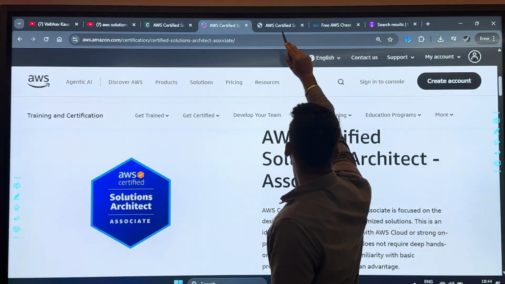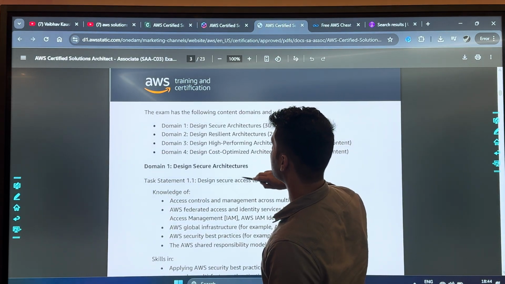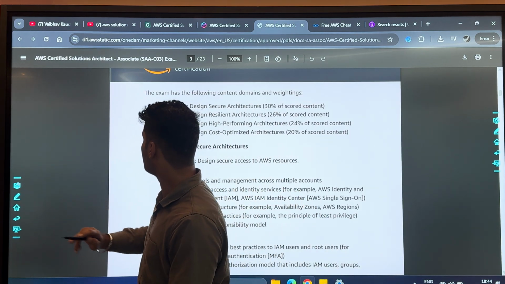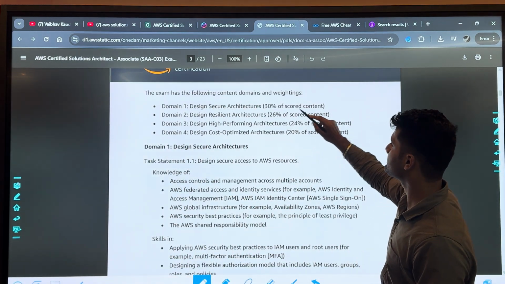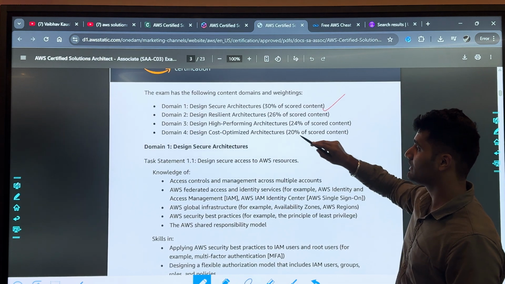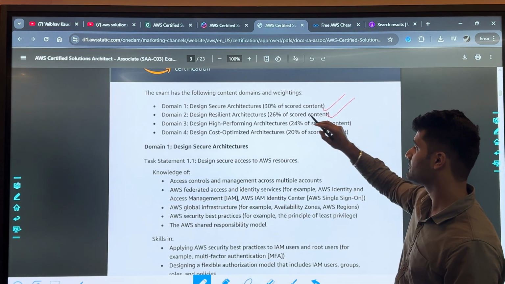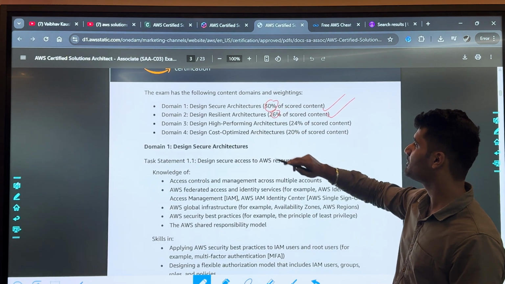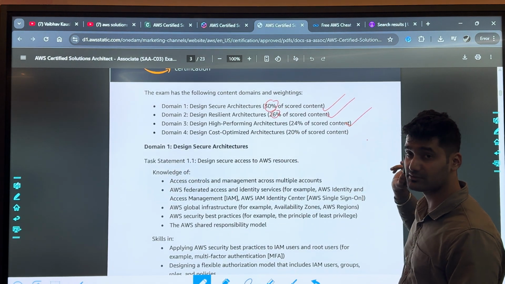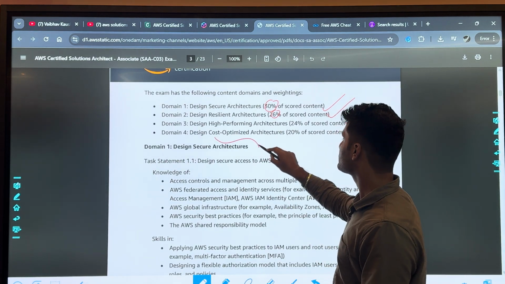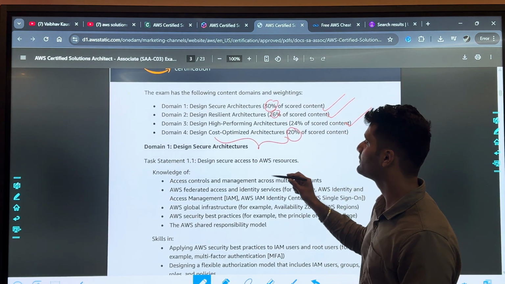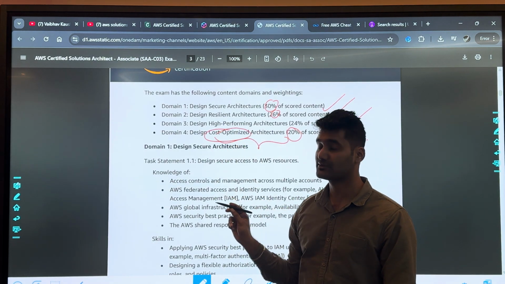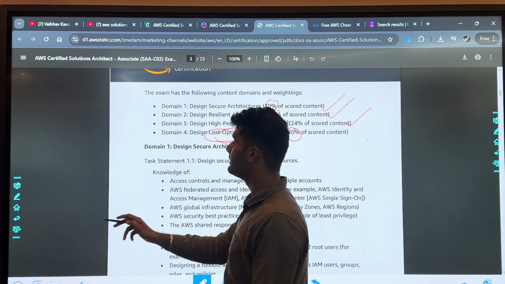If we go to the actual exam guide, first let's see the domains for this exam. This exam has four domains. First is design secure architecture, which consists of 30%. Then second is design resilient architecture, which consists of 26%. Then we have design high performing architectures, which consists of 24% of the total exam. Then we have design cost optimized architecture, which consists of 20%. So you can see there's a huge focus on cost optimization in this certification. So study this part very well.